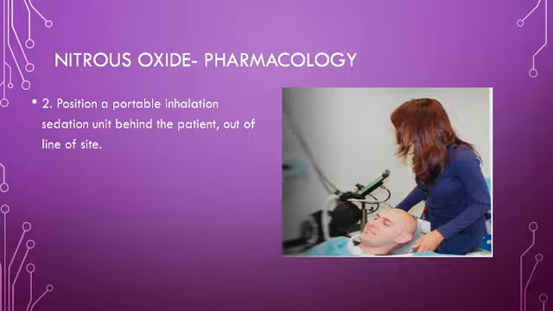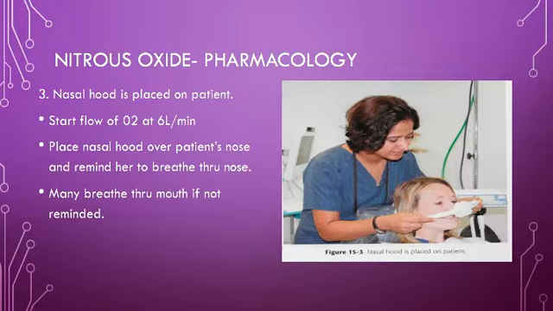The one thing that you will need to do is to make sure that you and your assistant are constantly looking back at both the reservoir bag and at the control panel just to make sure that everything is functioning properly. The nasal hood is then going to be very carefully and cautiously placed on the patient, and you want to start the oxygen flow at 6 liters per minute.